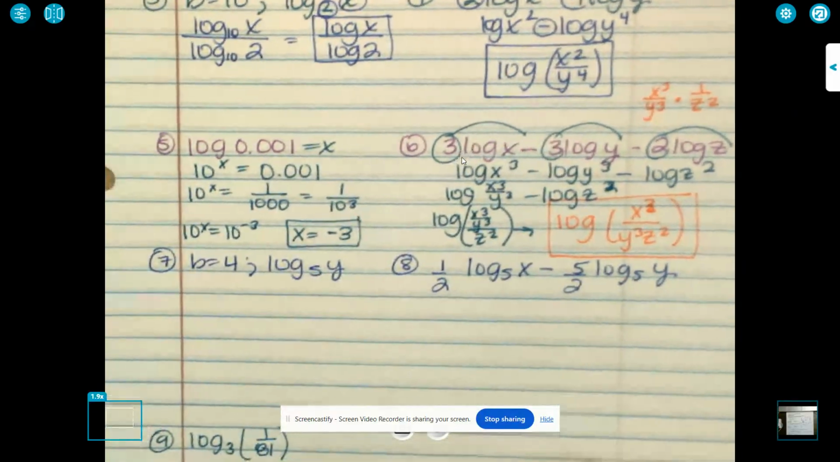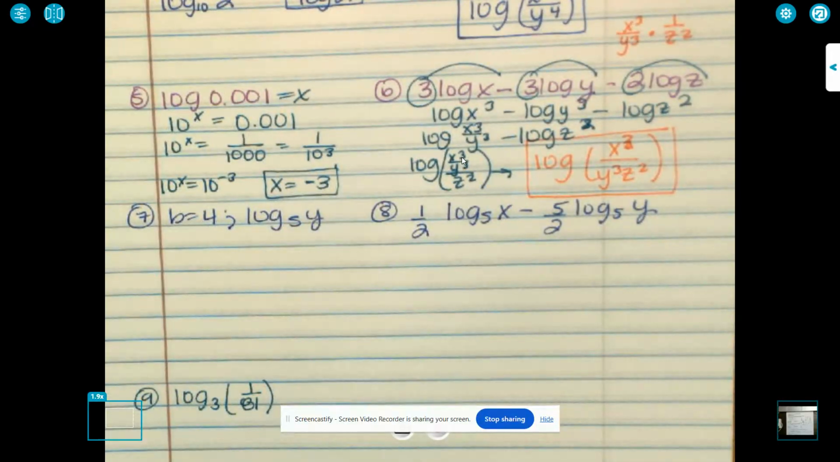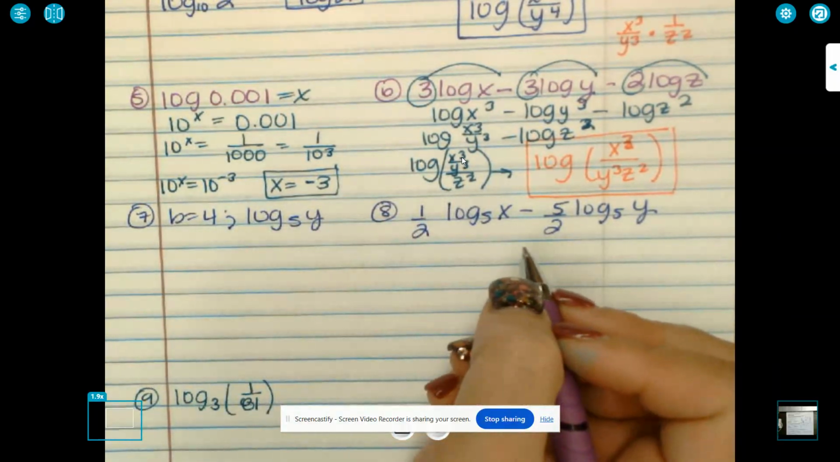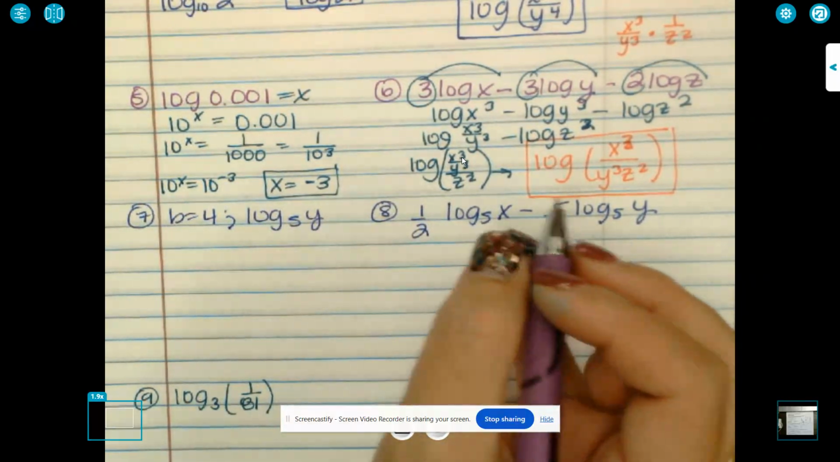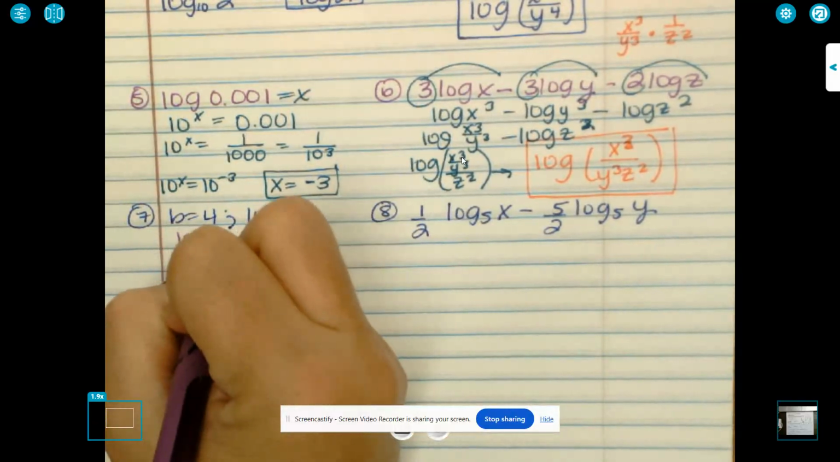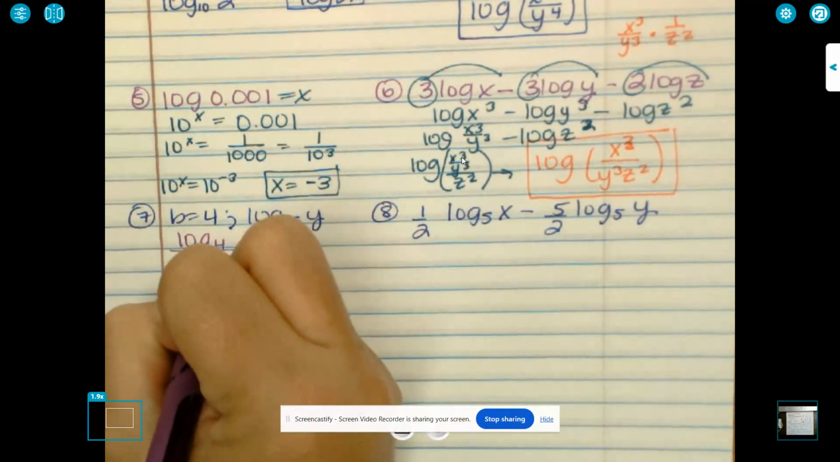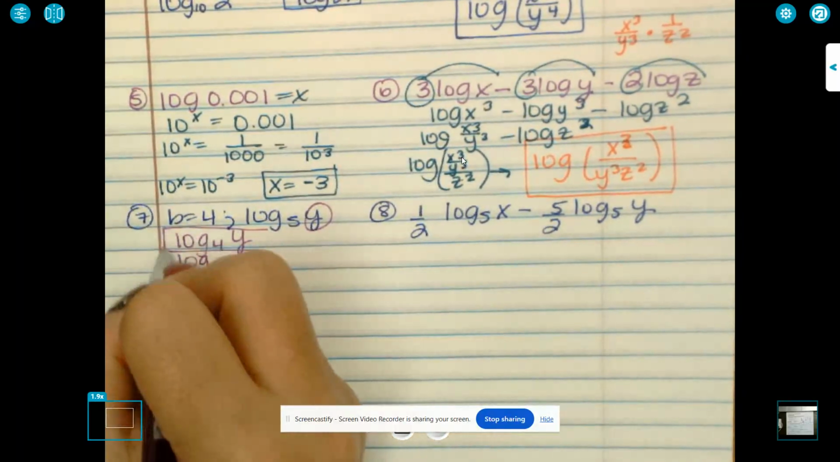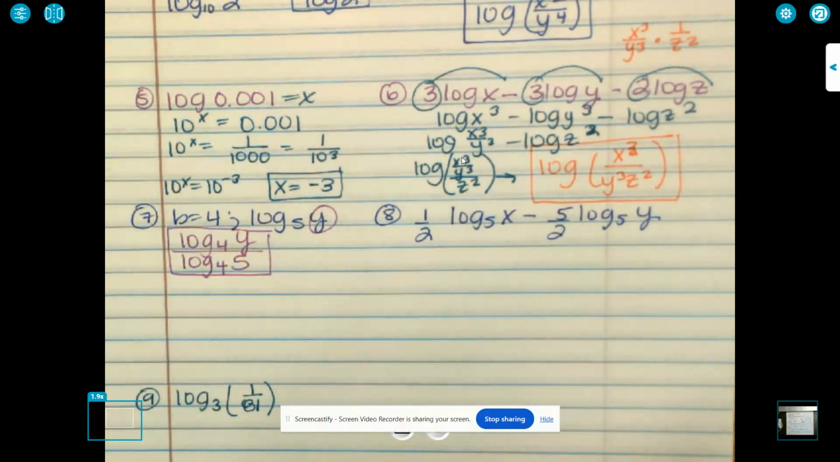All right, change of base again for problem number 7. So they want a base of 4 instead of a base of 5. So that's all we're going to do. We're going to make us a base of 4. Big over base, big over little. And that's it.